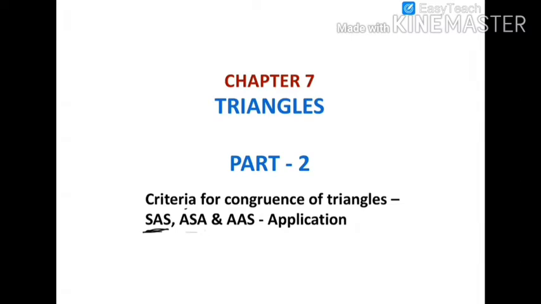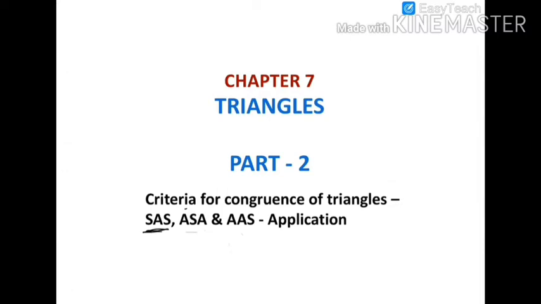And a modified criteria of ASA is also called as AAS, which is based on the fact that if two angles of two triangles are equal, then the third angle of these two triangles will also be equal. This gives us another criteria for congruence, angle angle side. That is, if any two angles and a side of one triangle is equal to any two angles and a side of another triangle, then these two triangles will be congruent by angle angle side.